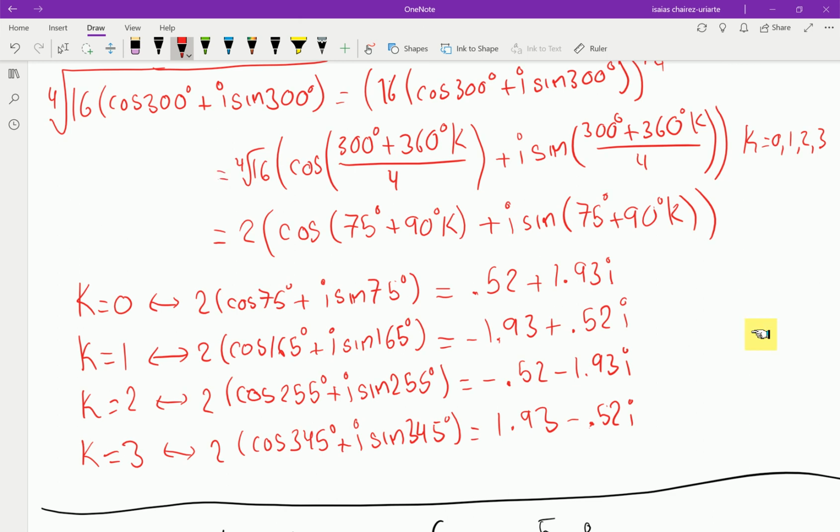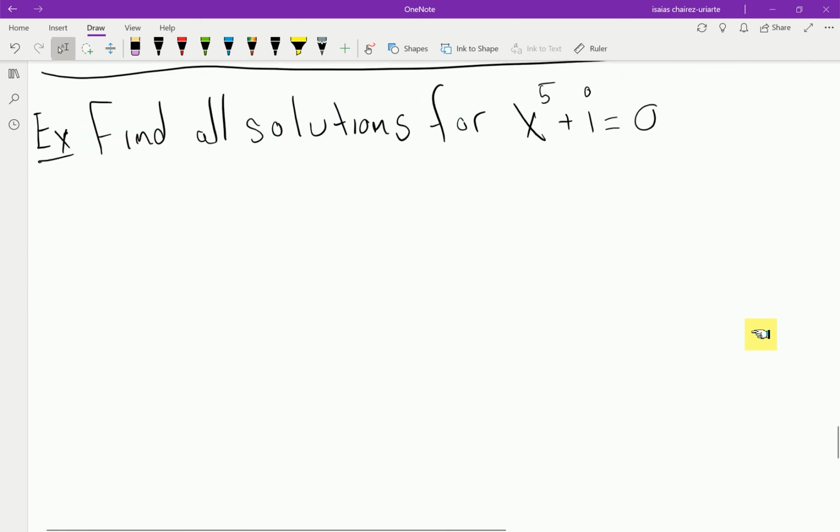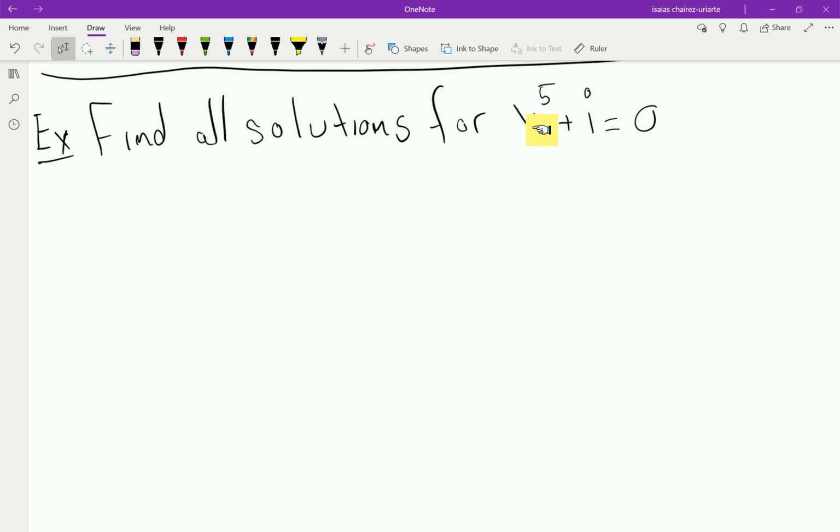All right, so next example. You're supposed to find all solutions to this equation right here. So again, pause the video, give yourself the opportunity to try this problem. See if you can handle it on your own.